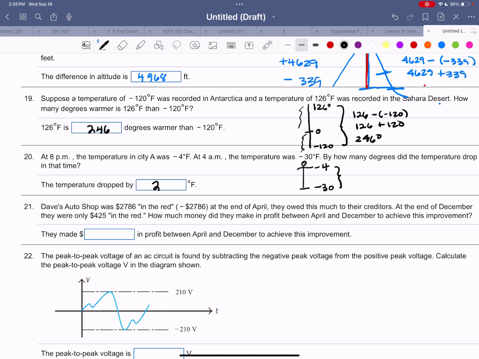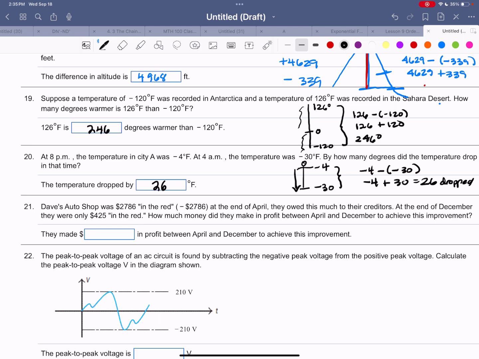We dropped by 26 degrees. So it's minus 4, drop, minus 30, okay? So minus 4 plus 30 would give us 26 degrees that we dropped, right? Because we're going down. So we're counting the spaces basically between those two.